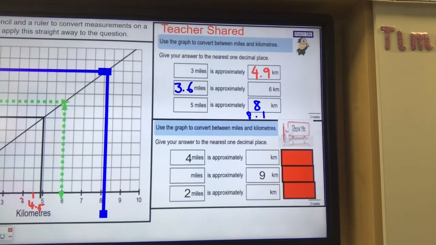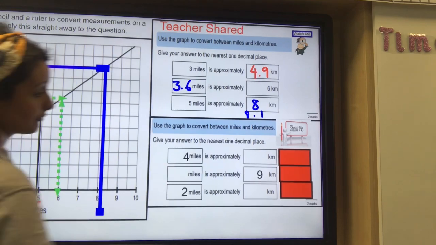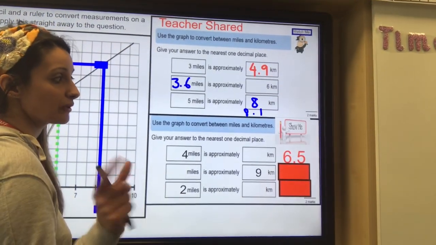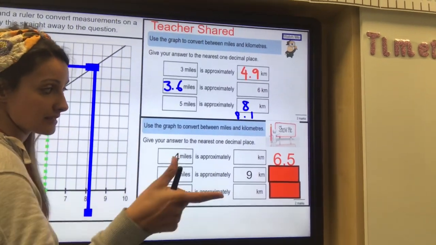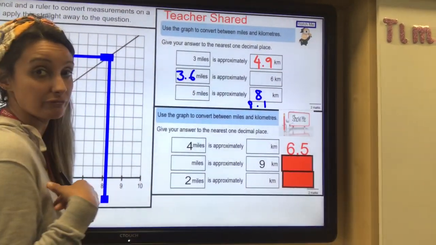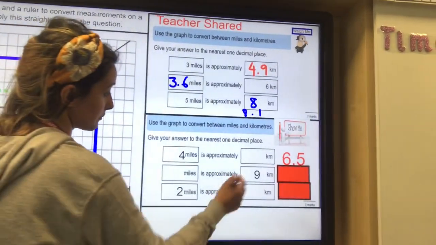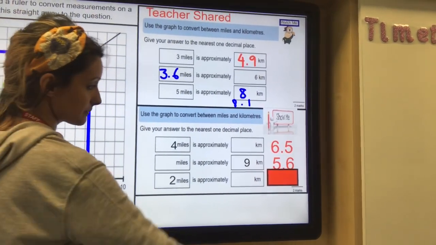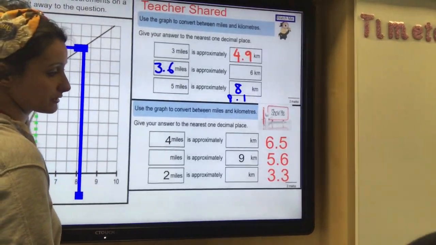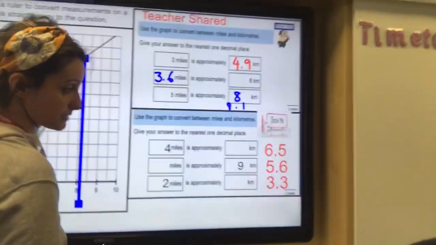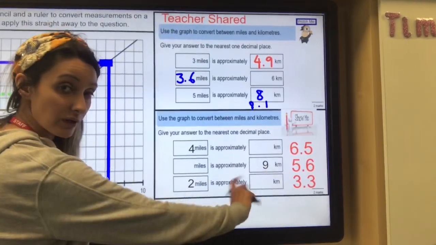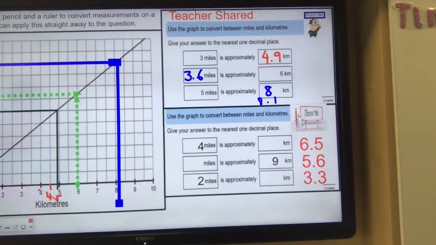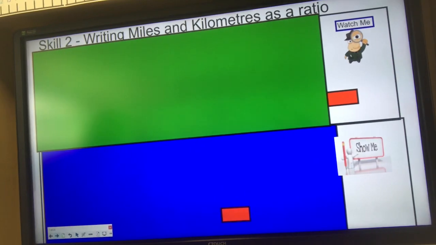So your answers here are 4 miles is approximately 6.5 kilometres. I would say you can be 0.1 either side. So you can have 6.6 or 6.4. I'd allow 1 either side by 0.1. Okay, 5.6 miles is approximately 9 kilometres, and 2 miles is approximately 3.3 kilometres. Okay, great. So you can be 0.1 either side of those, bit of leeway there. Okay, so let's move on now.